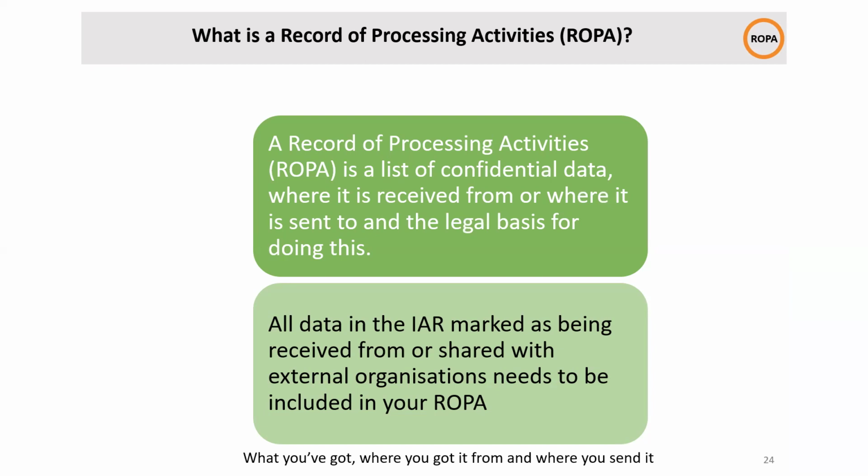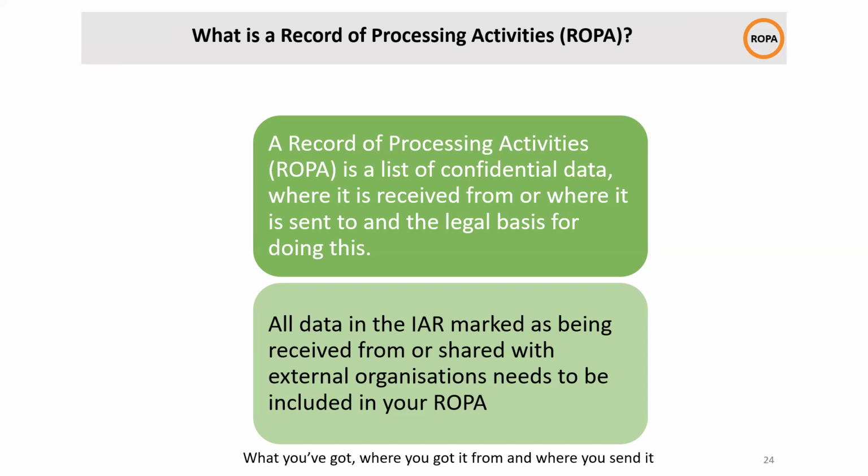So moving on to your record of processing activities. In essence, this is what you've got, where you got it from, and where you send it to. So it's a list of the confidential data, where it's received from, or where it's sent to, and what's the legal basis for doing this. So you will need to understand whether it's consent or whether it's the provision of health and social care, etc., in order to identify that.